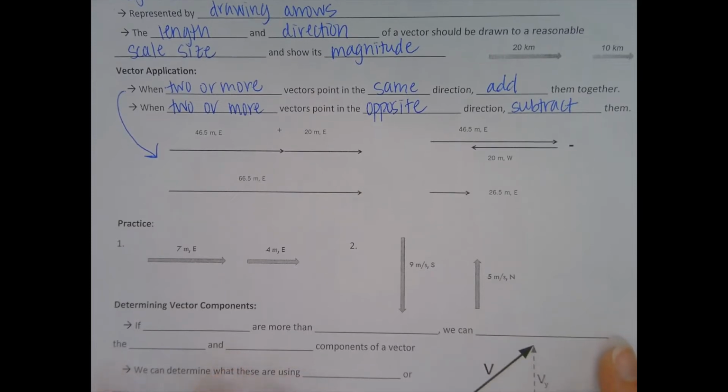Okay, so looking at this, there are two practice questions, 1 and 2. So take a minute and look at what you've got, figure out what you're gonna draw. Remember, you have this reasonable scale size arrow to represent that vector, and you need a magnitude and your direction to indicate that quantity. So take a minute and solve 1 and 2.